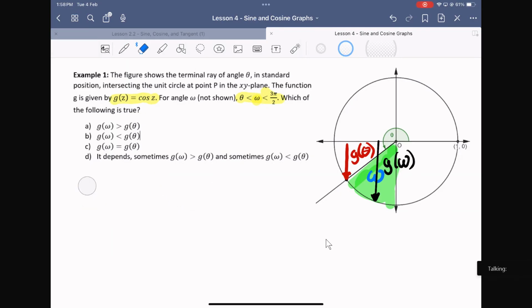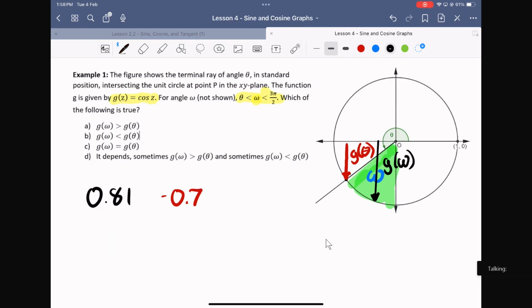Oh, sorry. Let me write them the other way around. So omega could be something like this, minus 0.81, and theta could be something like this, minus 0.7. Which of these two numbers is bigger? The red one. The red is bigger. So which, finally, is the correct answer? B.